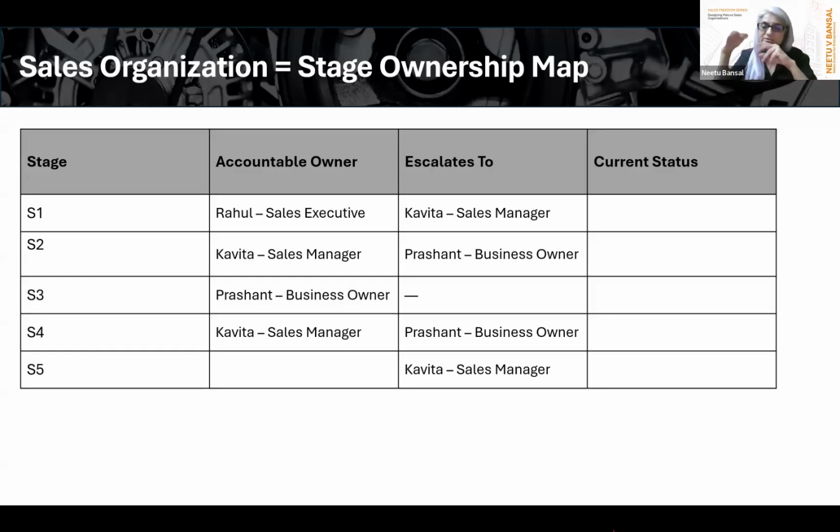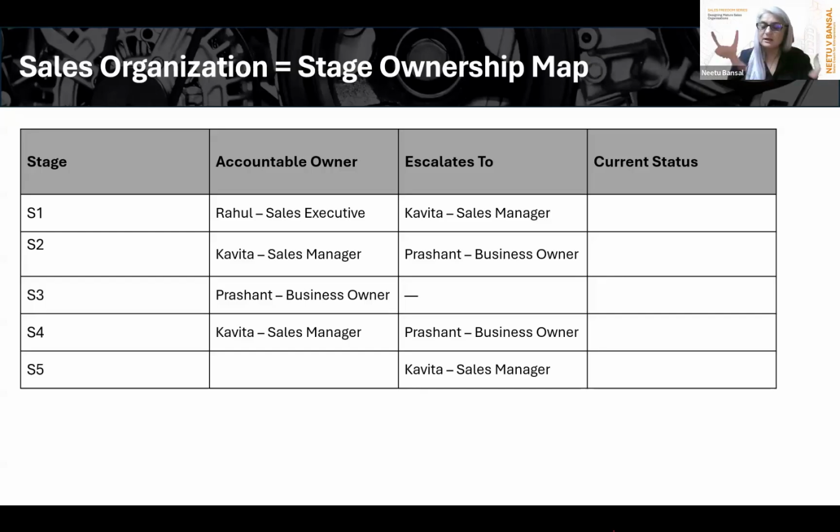In stage three, it could be the negotiation stage or the pricing stage, for example, Prashant is the one who's handling it. The business owner is the one who's mainly responsible for it. Stage four is again back to Kavita and Prashant. In stage five, there is nobody who's accountable, so Kavita has to manage everything.